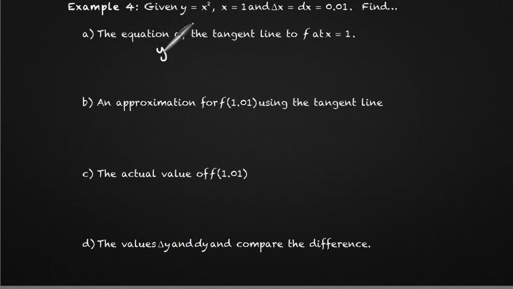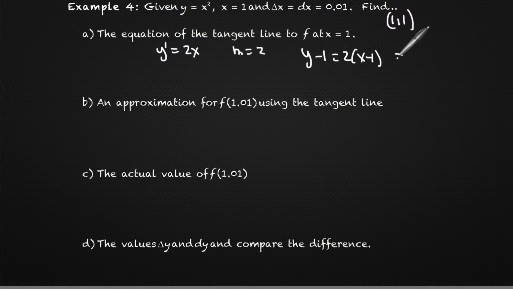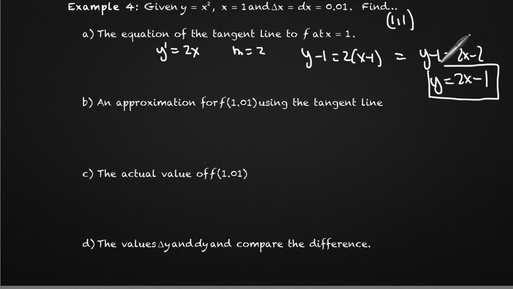So y prime is equal to 2x. And if we plug in 1, our slope is going to be 2. And if we plug 1 into our function, we get the point (1, 1). So y minus 1 is equal to the slope of 2 times x minus 1. Let's go ahead and clean that up a little bit. So that's going to be y minus 1 is equal to 2x minus 2. Add 1 to both sides. So y is going to be 2x minus 1. So that's pretty simple. There's our tangent line.